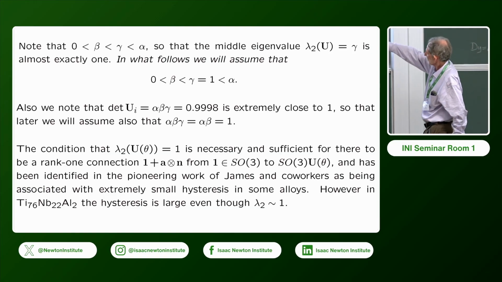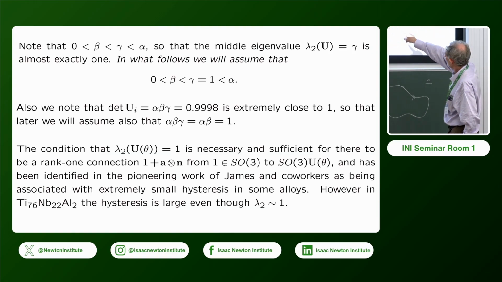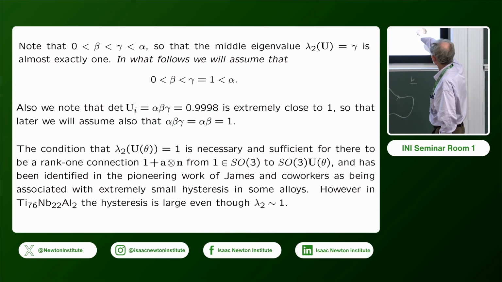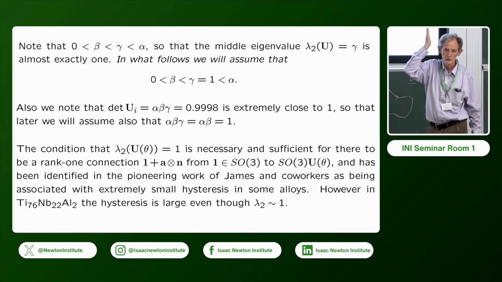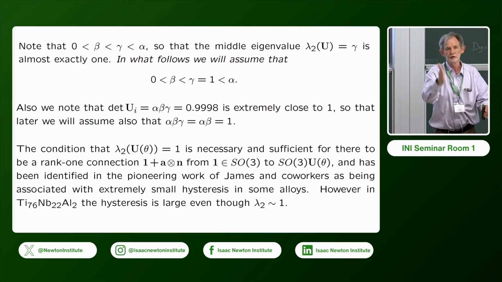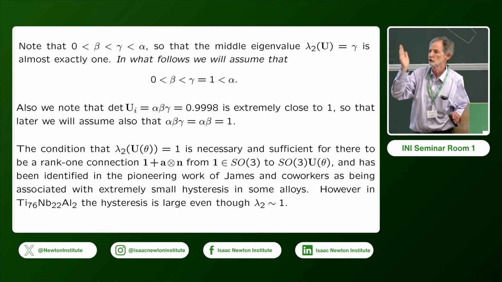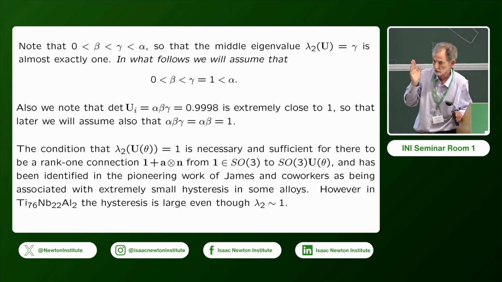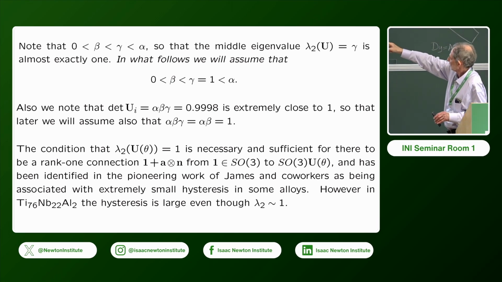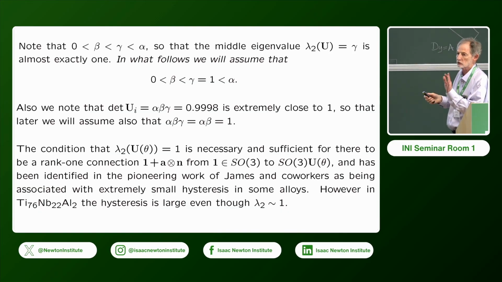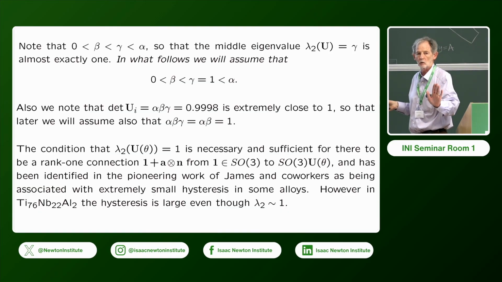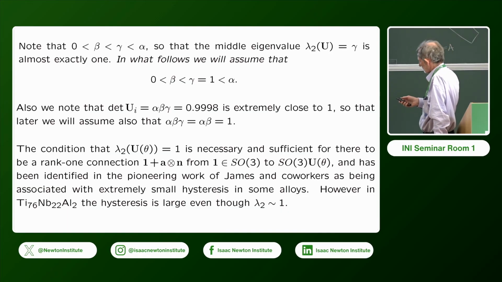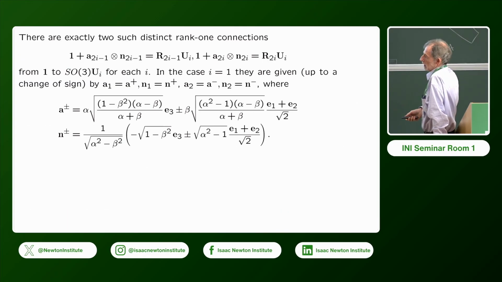So the fact that you can make a rank 1 connection from the identity to SO3 U, what that's saying is that you can make an exact austenite-martensite interface, which is not usually the case. Usually there's no rank 1 connection from the austenite to the martensite. But in these special middle eigenvalue 1 alloys, you can make such a rank 1 connection. So then you can calculate what they are, which starts to get a bit messy.